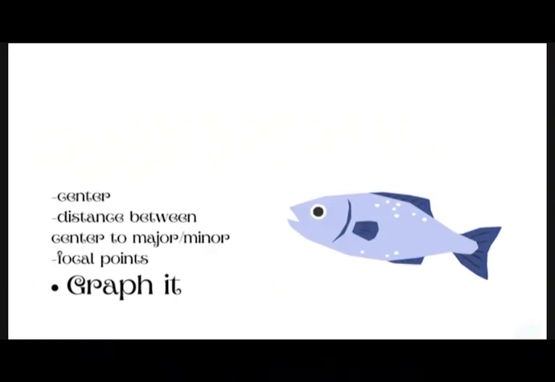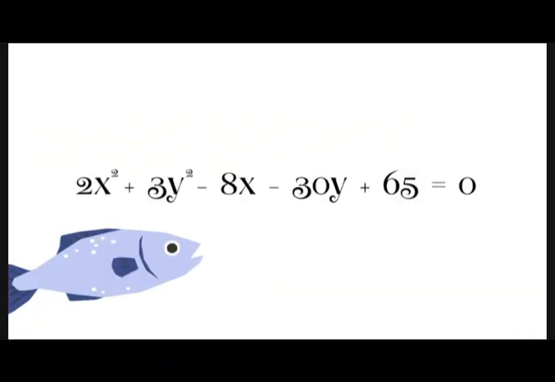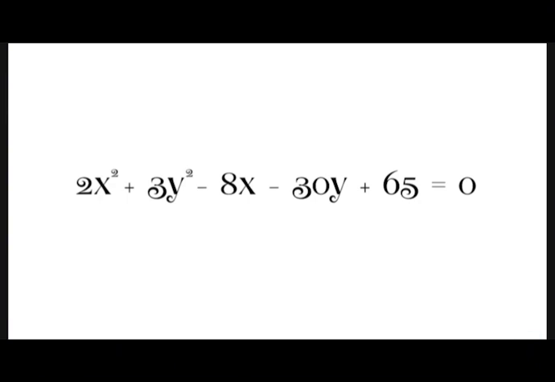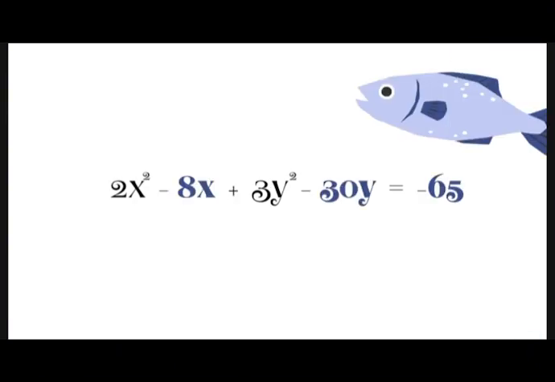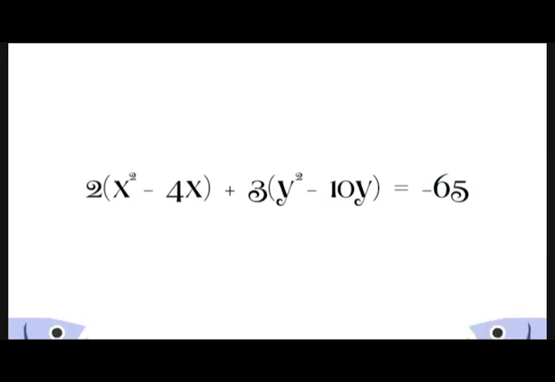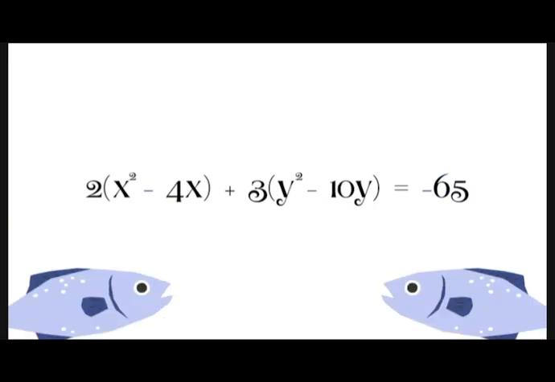Let's get started. So our problem is 2x squared plus 3y squared minus 8x minus 30y plus 65 equals 0. First, we'll need to move 65 to the other side and rearrange so that 2x squared be with minus 8x and 3y squared with minus 30y. Then we'll need to factorize it. Bring out the 2 from 2x squared and minus 8x and 3 from 3y squared and minus 30y.